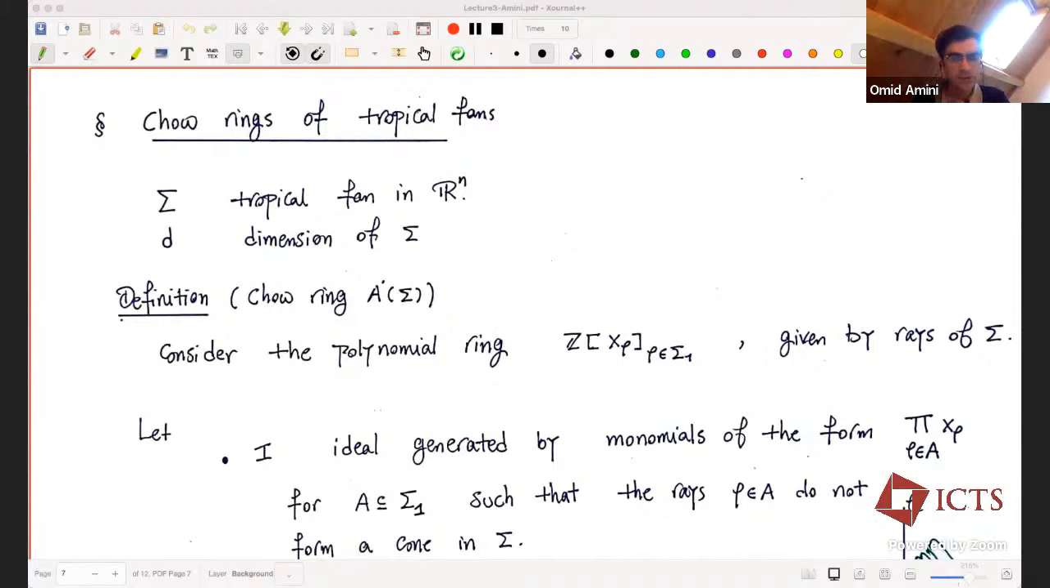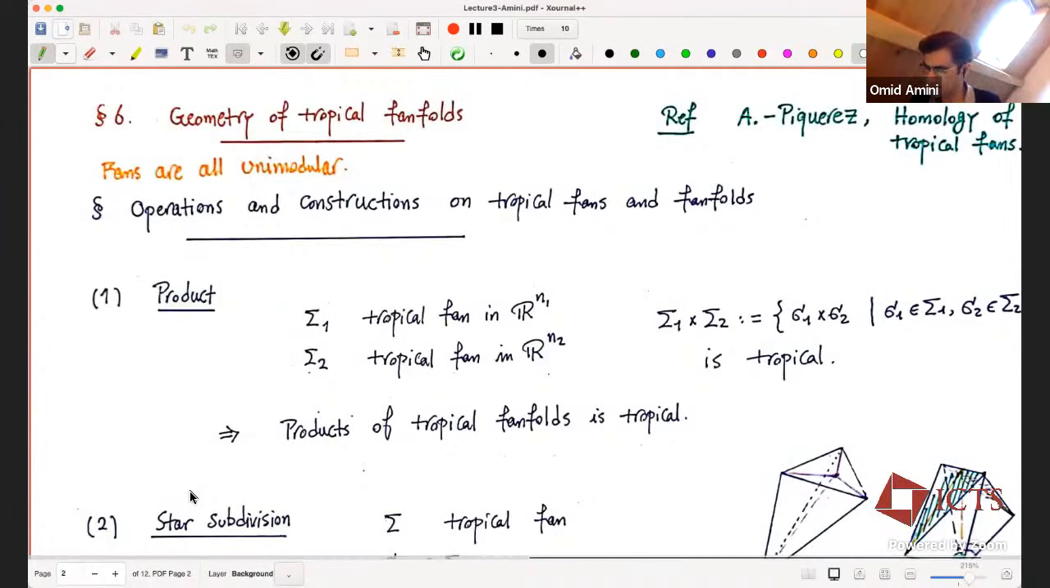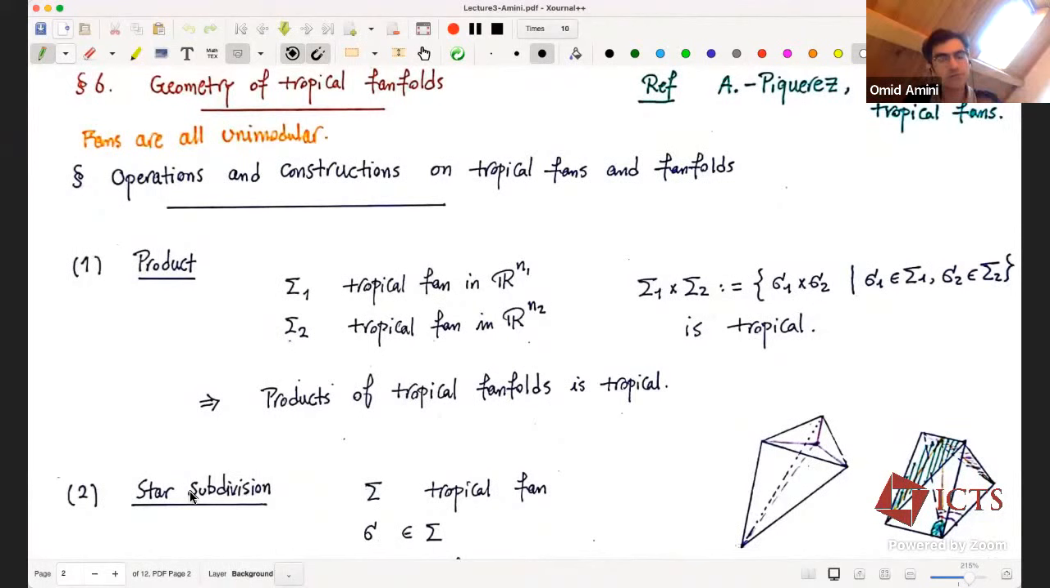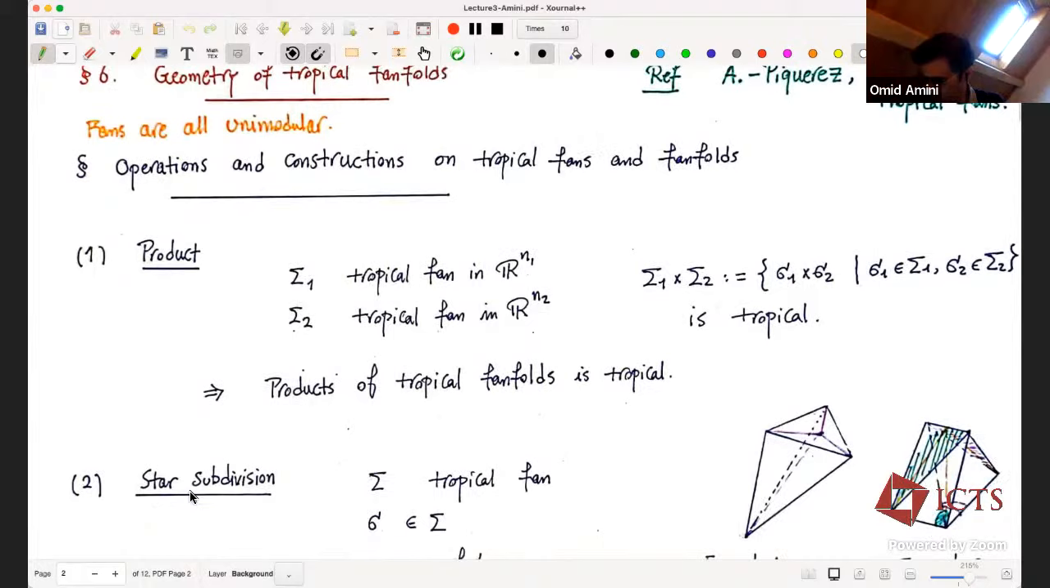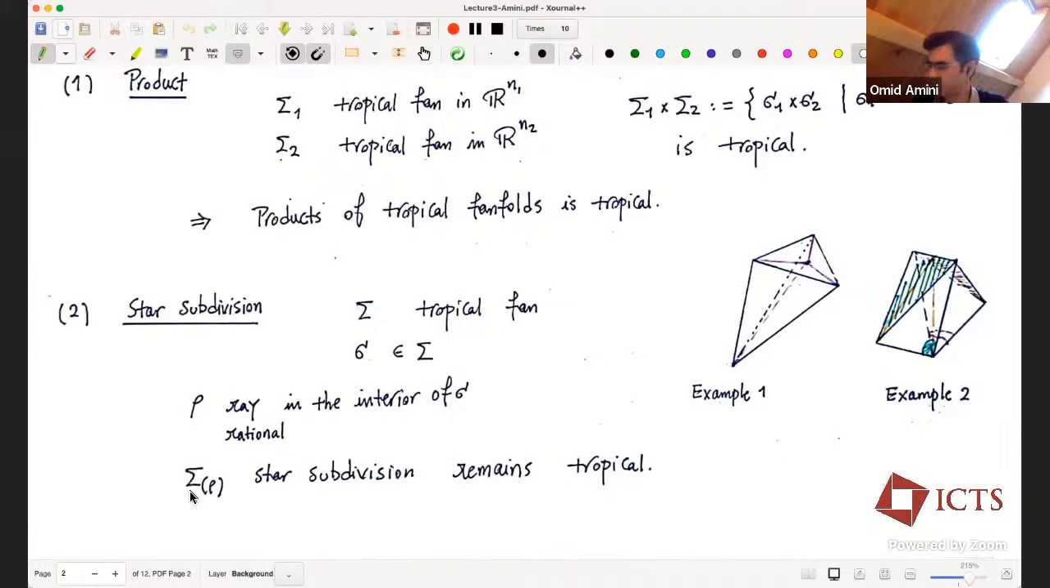Yesterday I started to talk about the geometry of tropical fans. So maybe I can quickly go through the things which were discussed yesterday. It was about the geometry of tropical fan folds. I defined a set of operations that you can define on fans and fan folds. The first one was the product. The second one was the star subdivision, which consisted of changing the subdivision of the fan fold into cones by adding a new ray and then further subdividing.